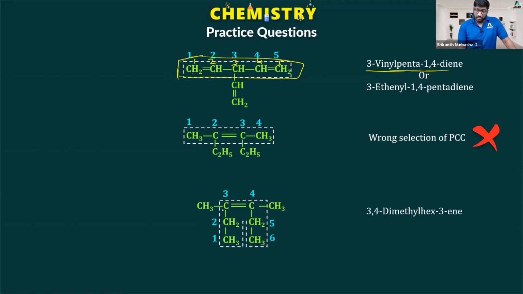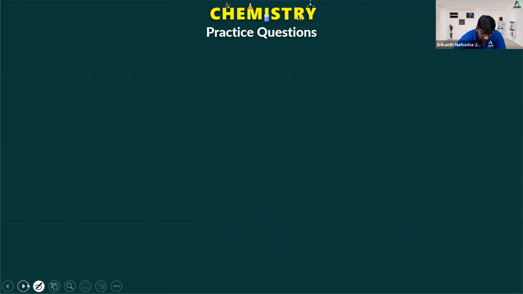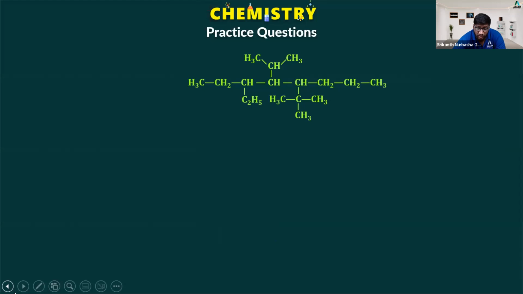And on the third and fourth positions you have 2 methyl groups, 3 comma 4 dimethyl hexa-3-ene. That is going to be the correct name. 3 comma 4 dimethyl hexa-3-ene. That is the correct IUPAC name of this particular compound. Is that clear, students? Yes, sir. Now try to give the name of the next compound.